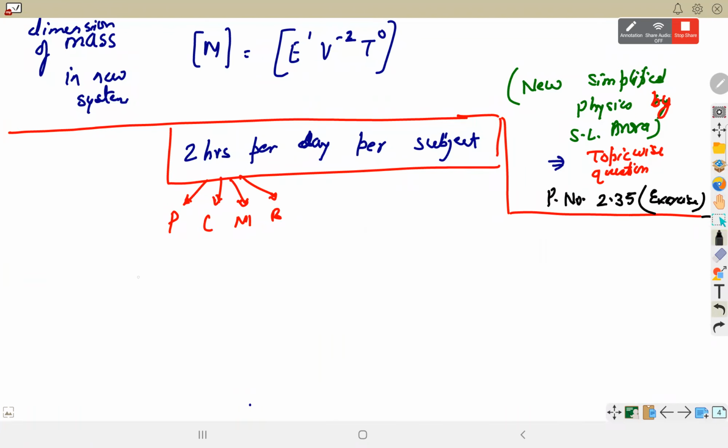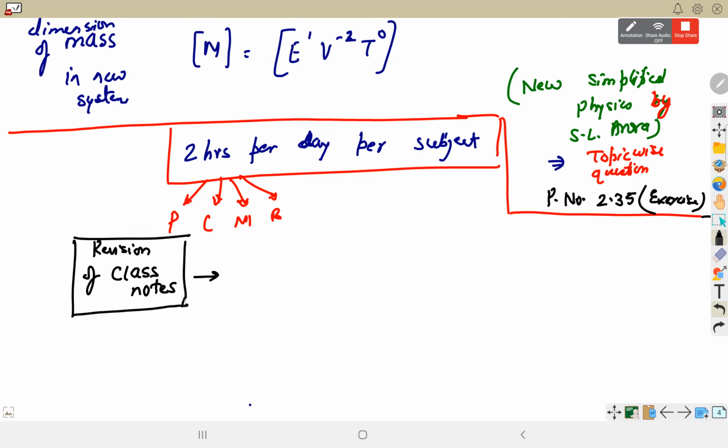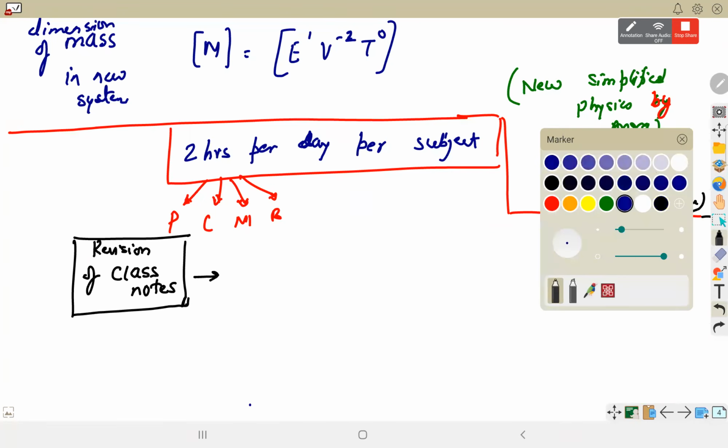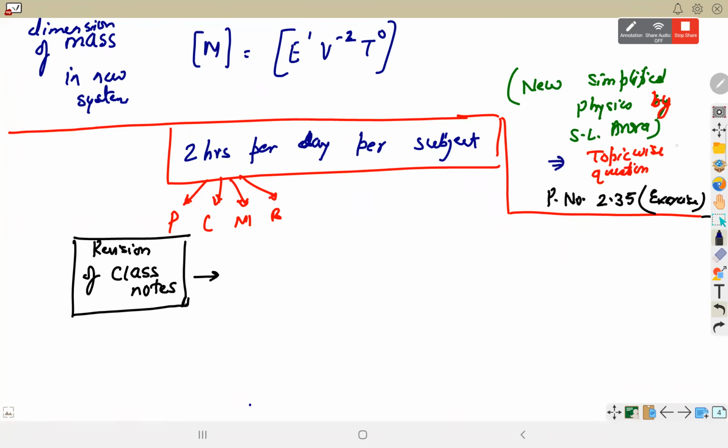Two hours should include, first, the study pattern. Whatever we do in class, first you will revise your class notes. Revision of class notes, why is it important? Because what we do in class, once you scan through it, will hardly take 30-40 minutes, and all the things will be refreshed in your memory, and you will understand the concept thoroughly.